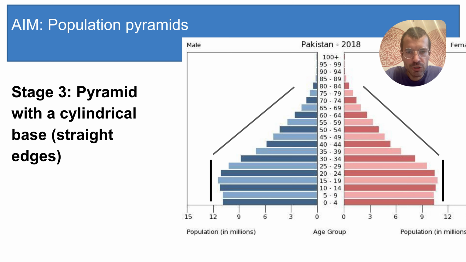So, unlike stage 2, where the base slanted in immediately, remember that? In stage 3, we have straight sides at the bottom. That's the cylindrical base. And then as we get into the older age brackets, we start to see that slant inwards that creates the pyramid.